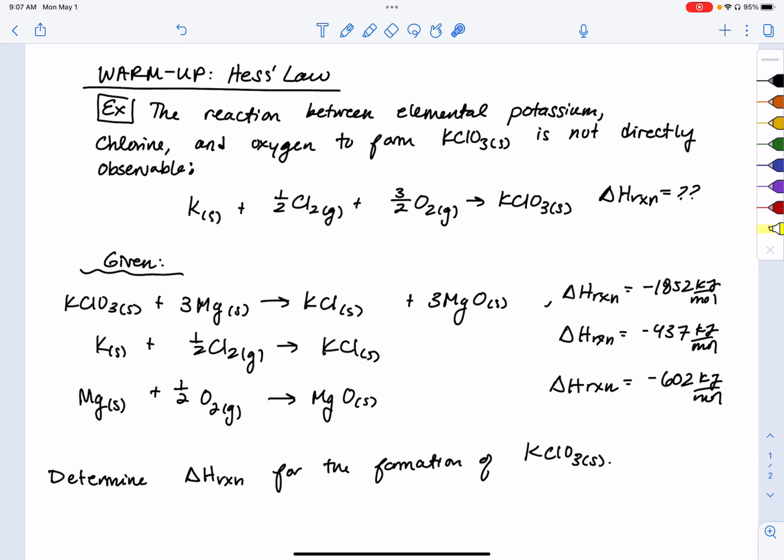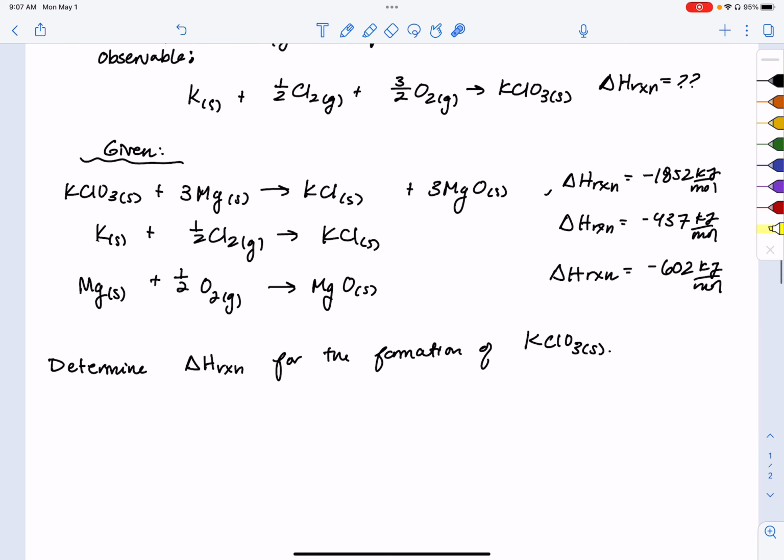So I have given us a bunch of different reactions here, and these are reactions that have been observed in the lab and whose heats of reaction, or enthalpies of reaction, are known. So we know how much heat has been released upon each of these reactions per mole of product formed. These all look like exothermic reactions here. So given this information about reactions that are known, let's determine the heat of reaction for the formation of potassium chlorate from its constituent elements, aka the reaction that is not able to be observed.